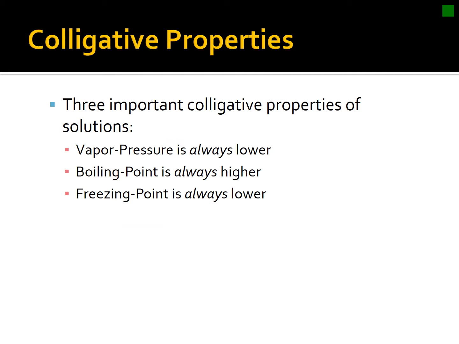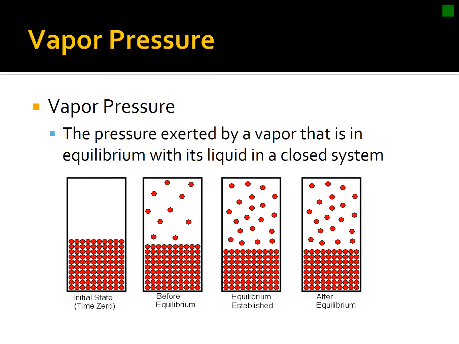All right, the 3 colligative properties that we are going to be talking about are vapor pressure, boiling point, and freezing point. Vapor pressure will always be lower if you add a non-volatile solute. The boiling point of a substance will always be higher if you add a non-volatile solute, and then the freezing point will always be lower. So let's go into this a little bit. Let's talk about vapor pressure.